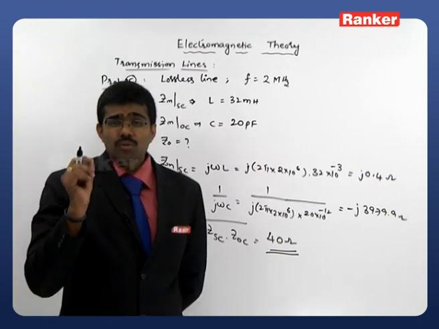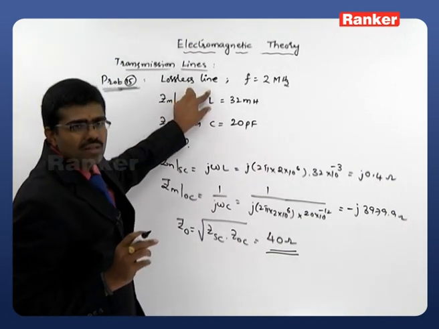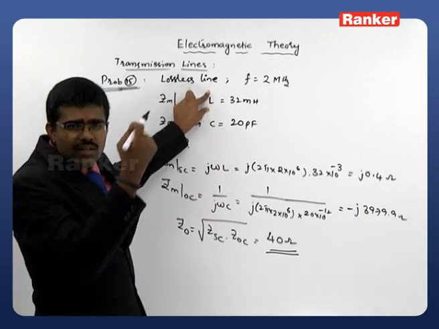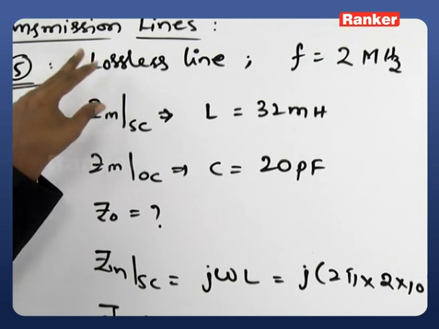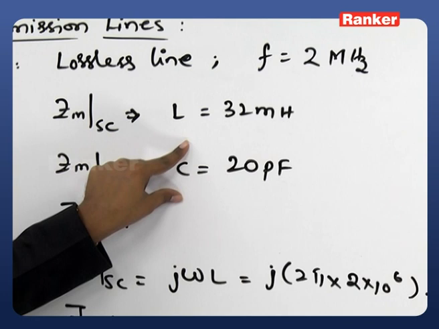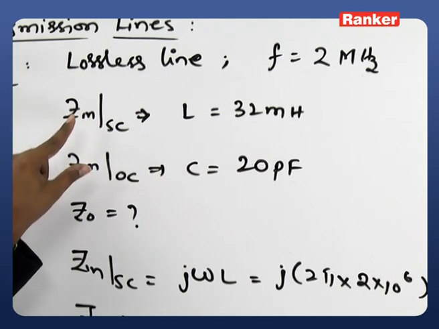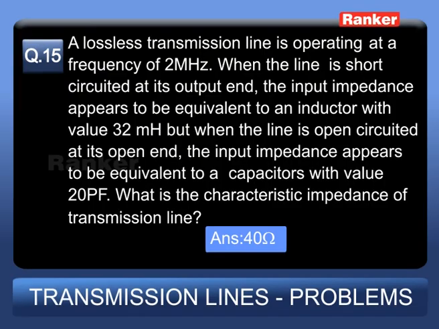So here the observation is important. Whenever it is acting as a pure inductor, take the impedance which is provided by the inductor and make it equivalent to the particular short circuit or open circuit one. And whenever it is acting as a pure capacitor, take the impedance which is provided by the capacitor and make it equal to the corresponding one. Then these two will be useful for calculation of our Z0. So here the answer is 40 ohms. This is the solution for this problem.